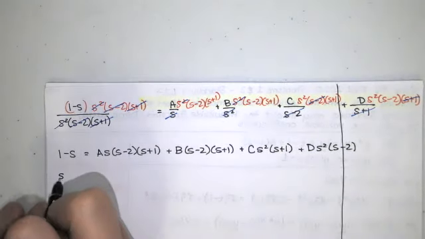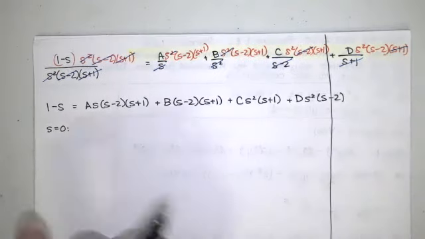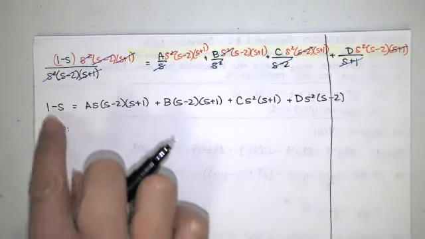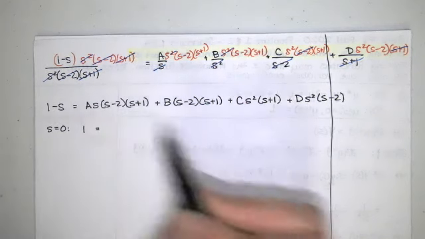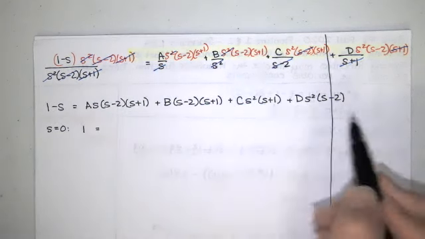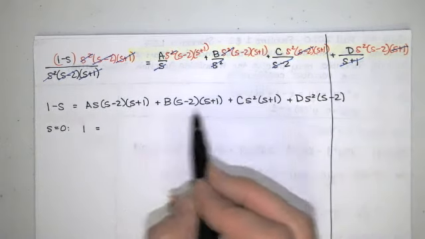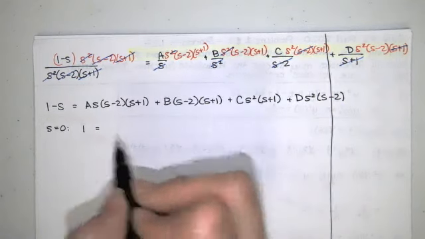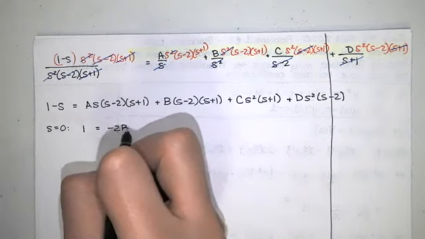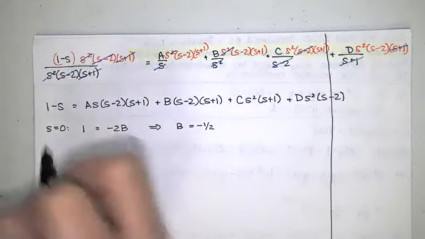Now if we let s equal 0, a lot of these factors are going to go away, they'll be zeroed out. If s equals 0, the left-hand side is 0 minus 1, which is negative 1. Then we'll have a times 0, c times 0, and d times 0. So this will be 0, this will be 0, and this will be 0. The only one that's not 0 is this one. So I'll have b times negative 2 times positive 1. So that's going to be negative 2b equals negative 1. So b must be positive 1/2.